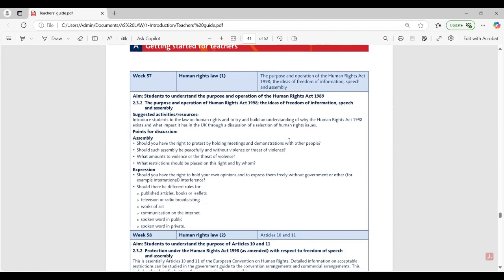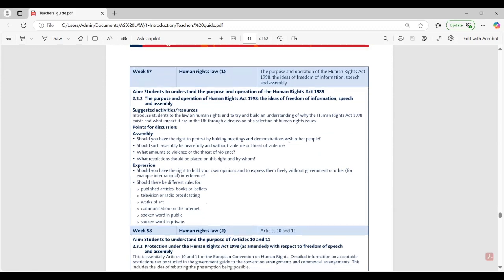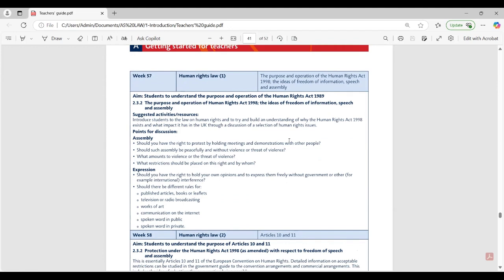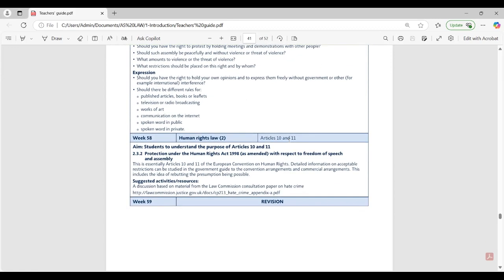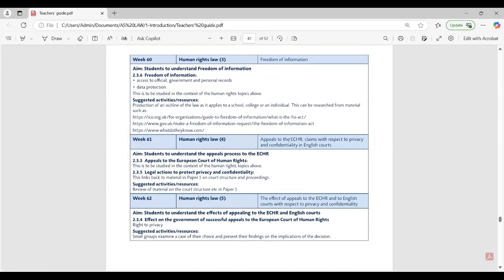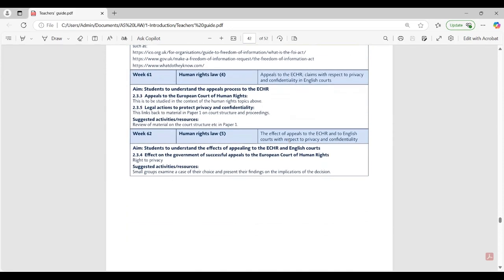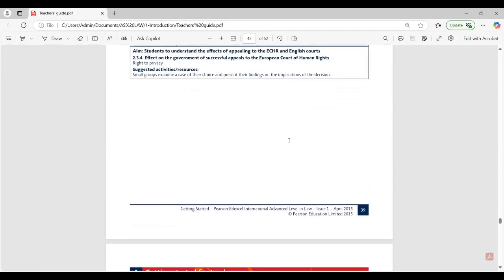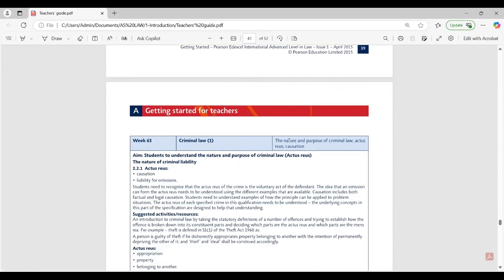And the third area is human rights law. Again, some selected rights will be discussed under this topic. So firstly, you have a right to freedom of speech or expression, and the freedom of information, freedom of assembly, right to privacy. So those are the main areas that will be covered under human rights, and also the effect on the government if there is a successful appeal to the European Court of Human Rights on any violation of human rights. And that appeal process also you should learn under human rights law.